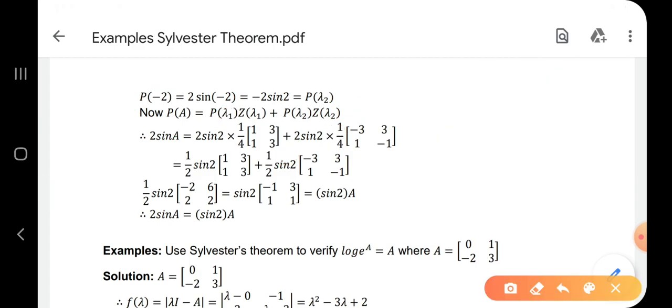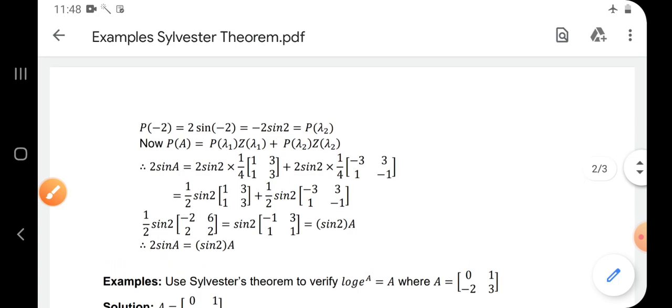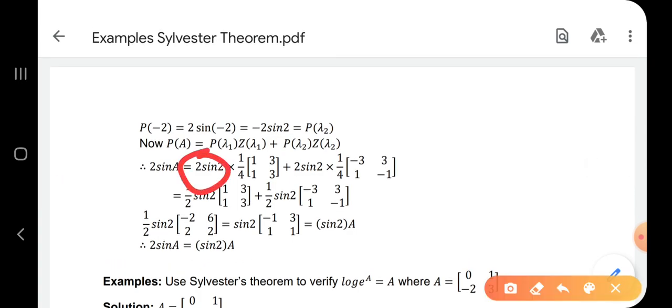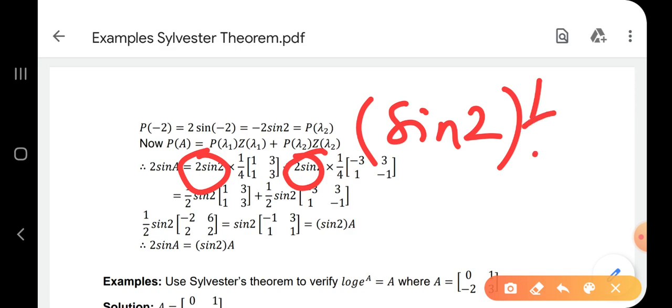So I get plus here, 1 by 4 minus 3, 3 and 1 minus 1. Right? Now take this 2 sine 2 common, 1 by 4 common. So what I get? I get sine 2 into this 1 by 2, and remaining matrix, do the calculation, do the addition.